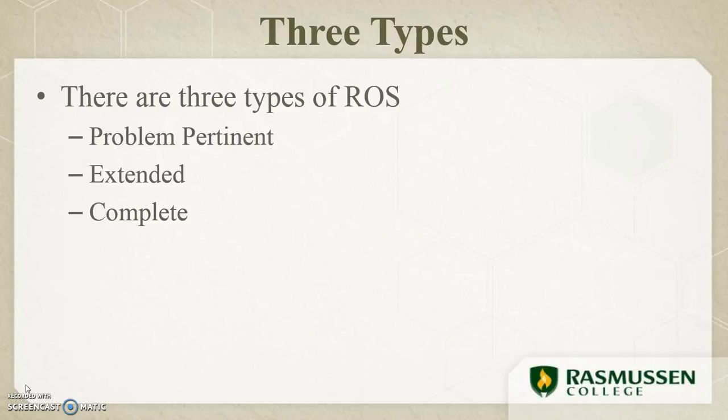There are three types of review of systems. They are called the problem pertinent, the extended, and the complete. Please review the provided information for your discussion post this week, which will help give you a better understanding of the three of those types of review of systems.